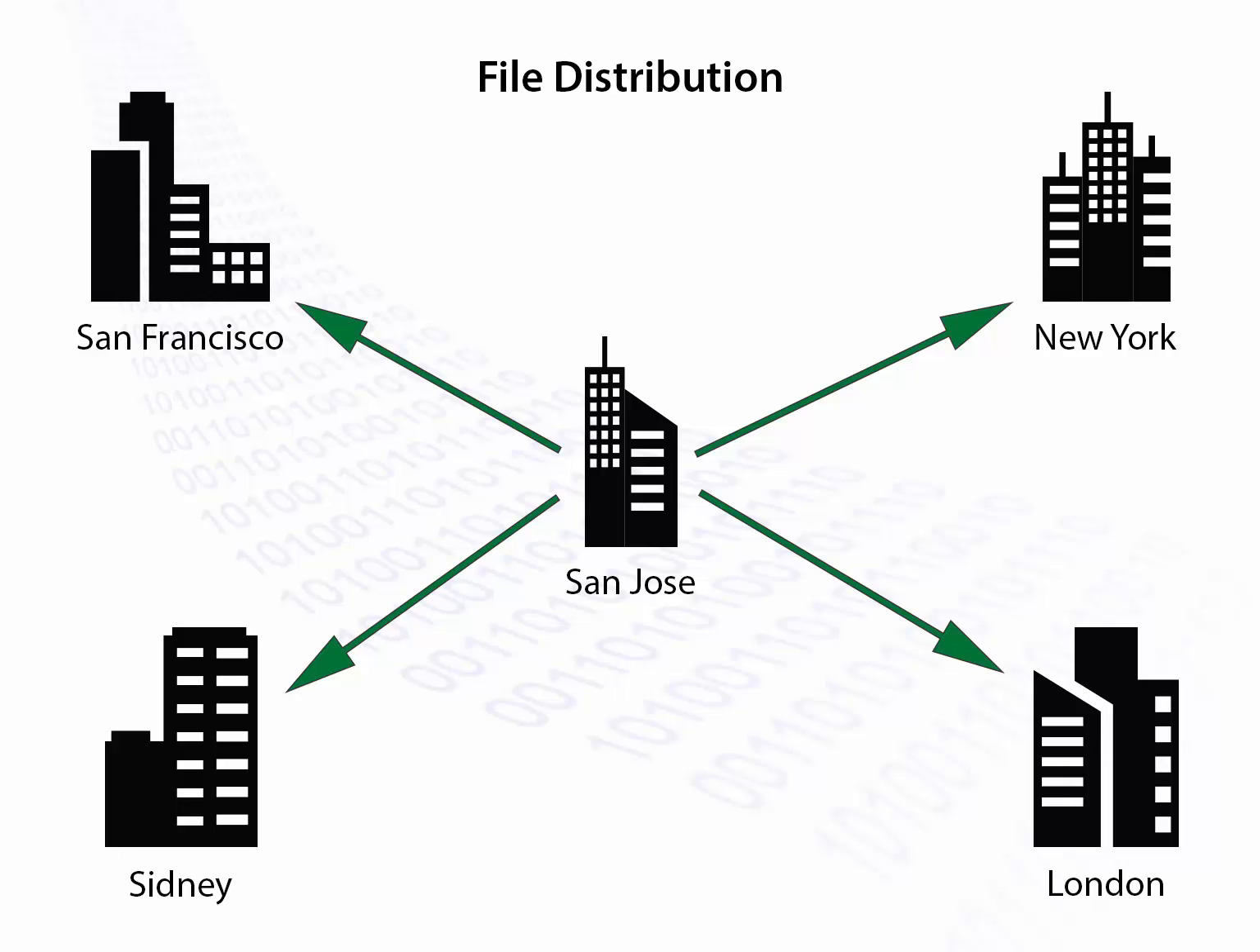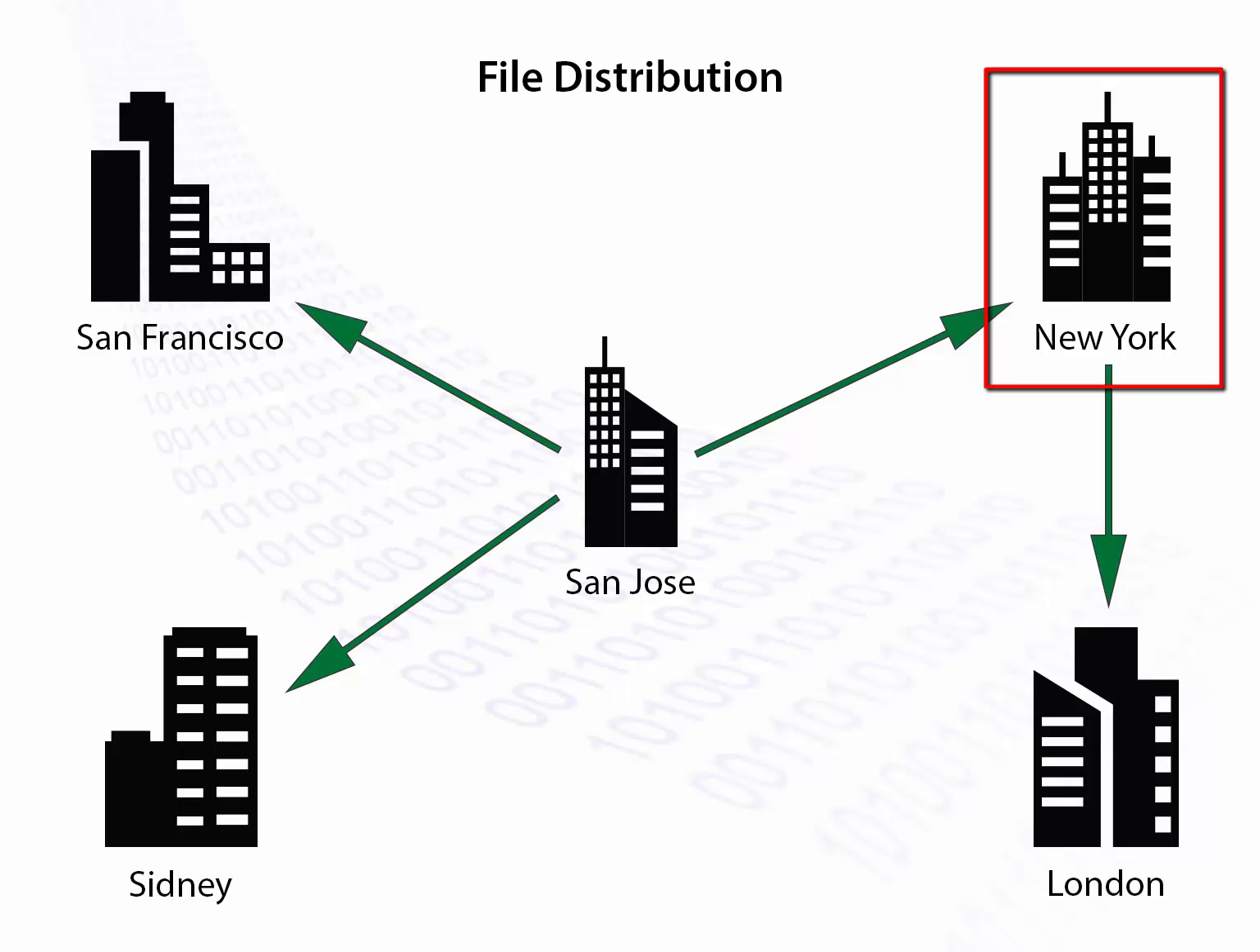In this case, San Jose and San Francisco are fairly close to each other, so that's fine. Sydney is going the opposite direction of New York. That's fine. Going to New York is fine. But going to London is quite a bit further than going to New York. So we would be better off if we sent the information from San Jose to New York and then had New York forward that information on to London.